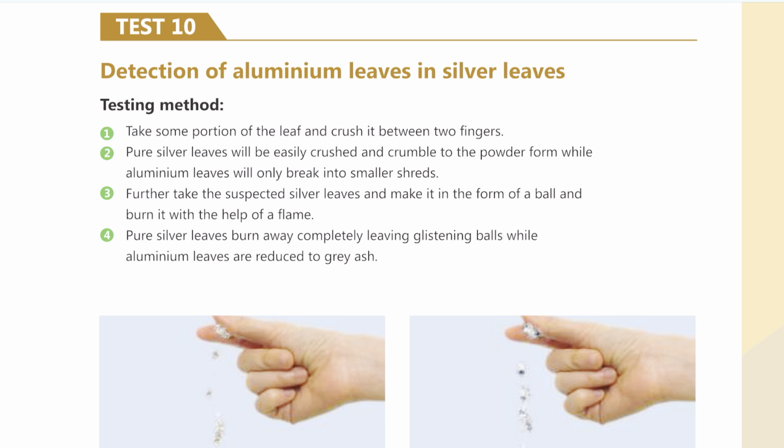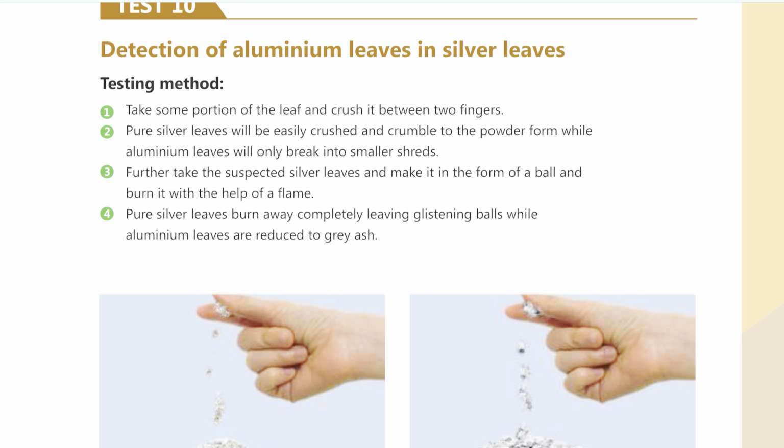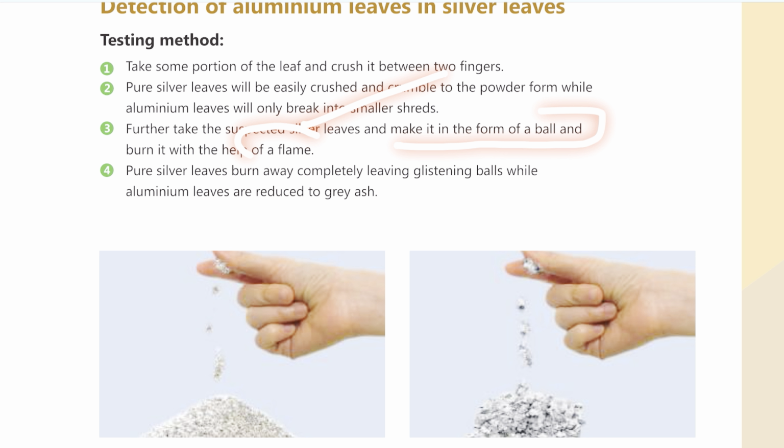The third test is the detection of aluminium leaves in the silver leaves. So in this we will take some portion of the leaf and crush it between two fingers. Pure silver leaves will be easily crushed and crumbled to the powder form, while aluminium leaves will break into smaller shreds. Further, take the suspected silver leaves and make it in the form of a ball and burn it with the help of the flame. Pure silver leaves burn away completely, leaving glistening balls, while aluminium leaves are reduced to grayish ash.